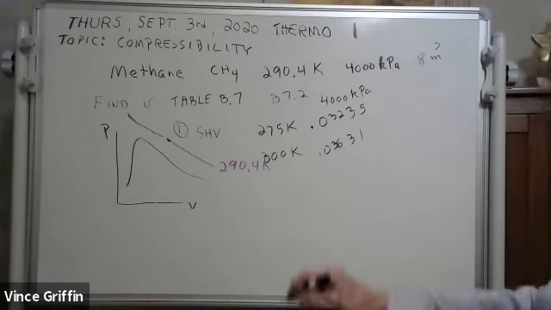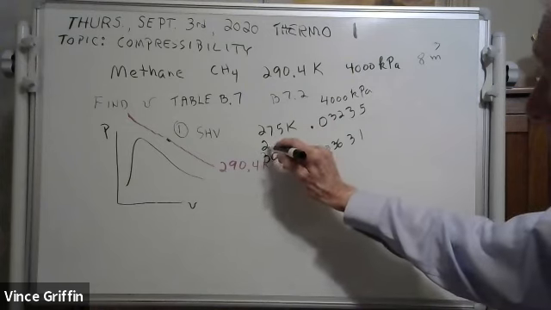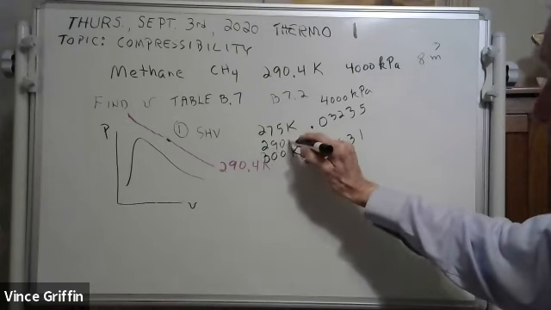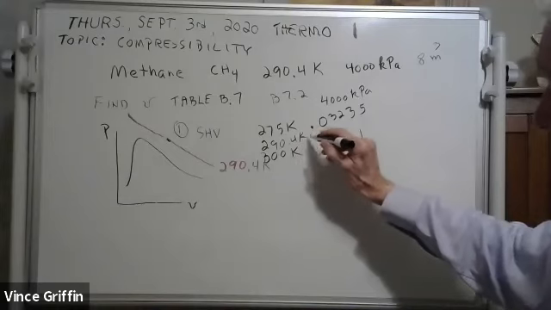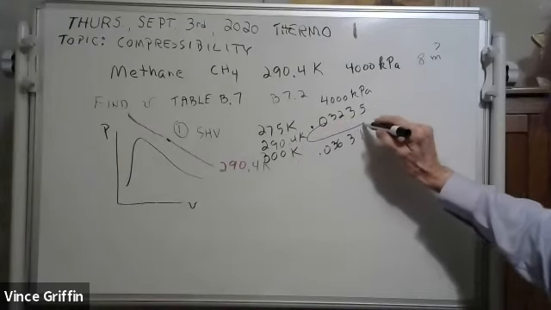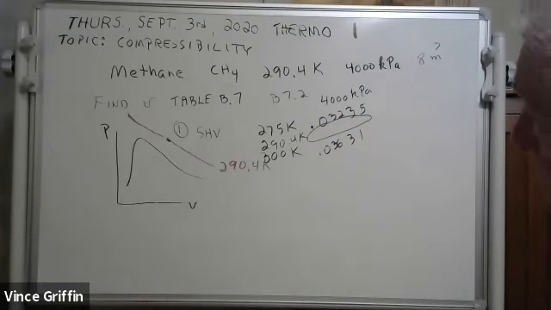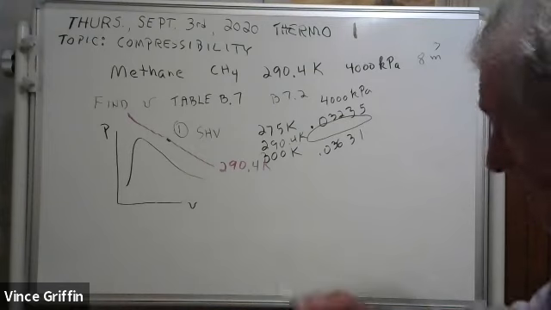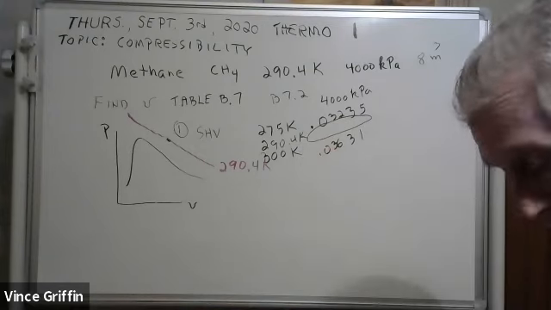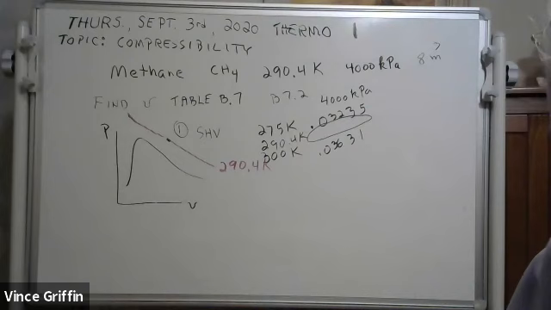But what we want is 290.4K. Well, we can get it. It's just a matter of interpolating between these two numbers. I know we can do it, and we'll have the best answer. I'm going to be quiet now for a minute, and I want you to interpolate that. Go for it. And I'm going to do it, and we'll see if we can agree here.